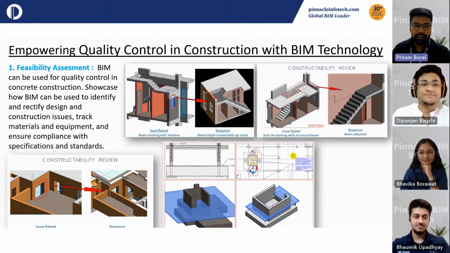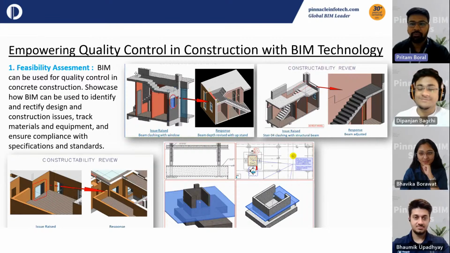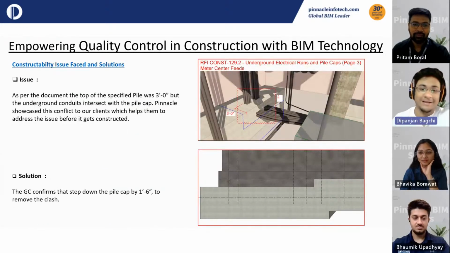Yes, Dipanjan, I am facing similar kinds of things. Not really these exact things; I am facing some different things. But one key area where my team uses BIM for quality control is feasibility assessment, which helps in identifying and rectifying design and construction issues. Just very similar to what you have explained. Right, right. That's what we are doing at Pinnacle.